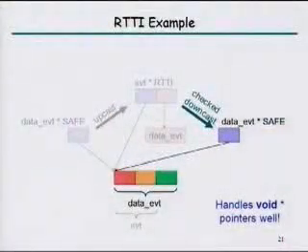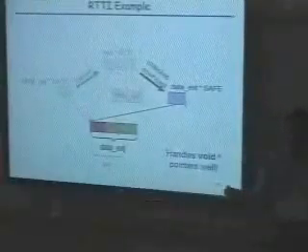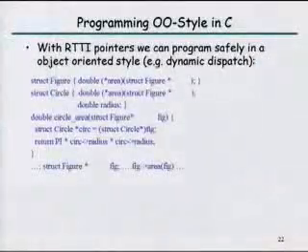This mechanism turns out to be handling void star pointers very well, as long as you cast them back to the type where they came from, and each individual pointer will carry its type. And it also supports programming in object-oriented style very well.